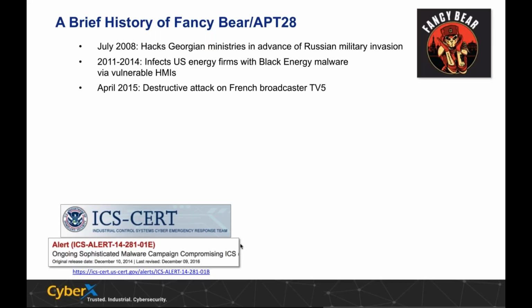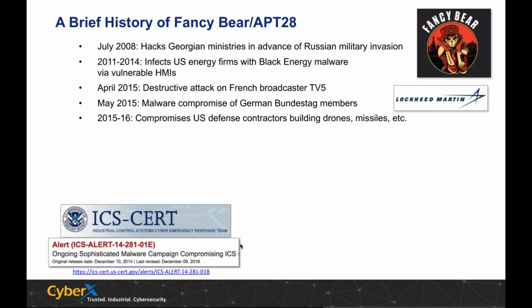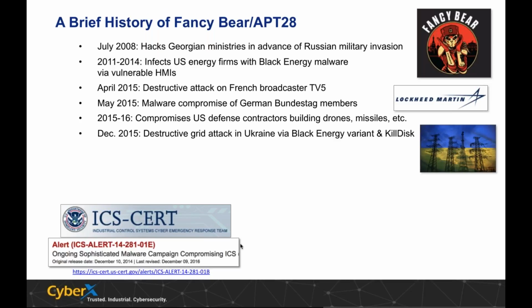In 2015, they destroyed television equipment from a French broadcaster, TV5. They tried to make it seem like it was from an Islamic terrorist group, which we've since discovered it wasn't. We're not sure why they did this. It might have simply been a test of their capabilities to see if they could actually destroy equipment, not just perform reconnaissance. In May 2015, we saw a precursor to what we might have seen with the 2016 presidential election, where they compromised email accounts of German parliament members. In 2015 and 16, they compromised email accounts of U.S. defense contractors.